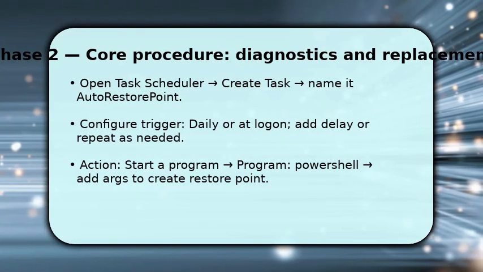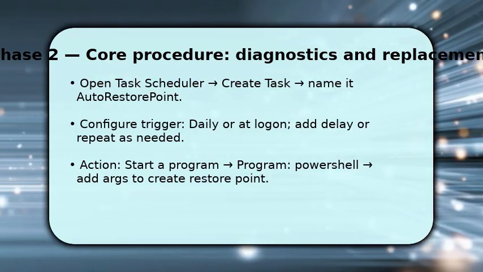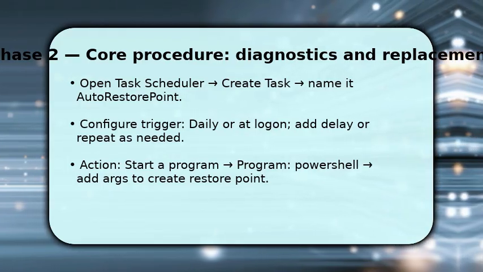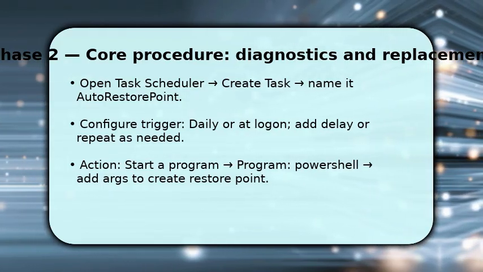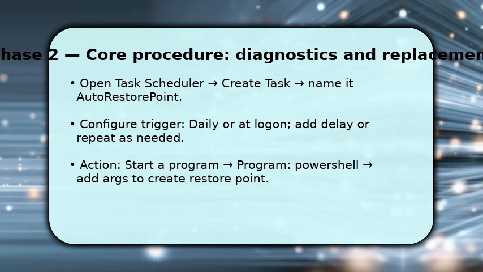Now you create a scheduled task that makes restore points automatically. Open Task Scheduler and choose Create Task. Name it Auto Restore Point so it's identifiable. Configure the trigger, set daily or at logon, then tweak delay or repetition if you want frequent snapshots.